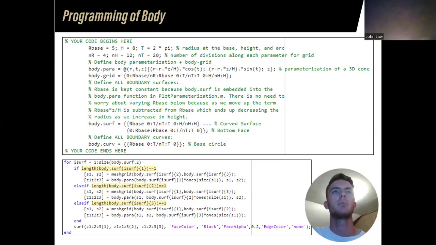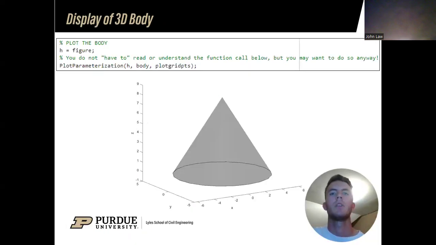The bottom base is fairly simple, but it's important to note that we step to R base in one full step because it's much more efficient for our code. We could do R base divided by NR, but it's more efficient to just do it in one full step. It's the same thing. The only curve that we have for our cone is the base circle, and it's just a circle at Z equals 0, rotation through the full theta, the same radius. Moving on, we call the plot parameterization function to show the body of our cone, as you can see here.